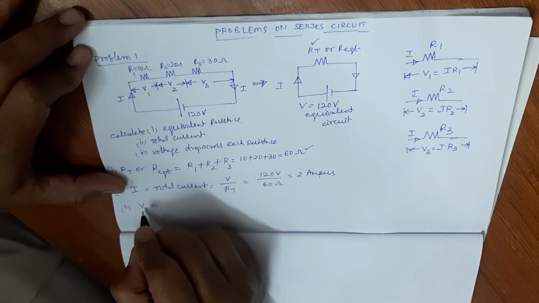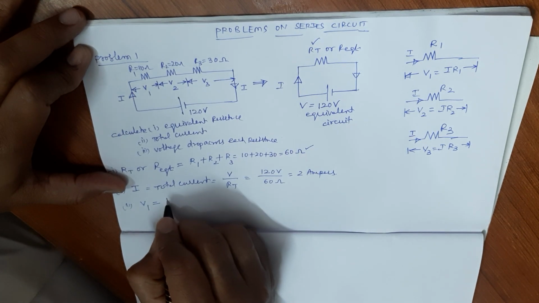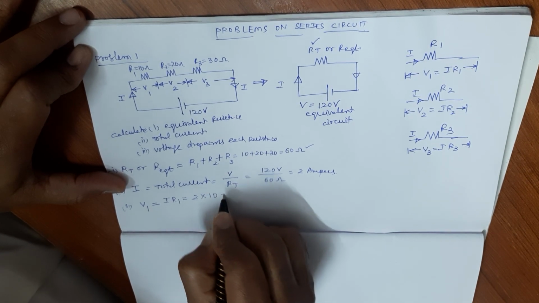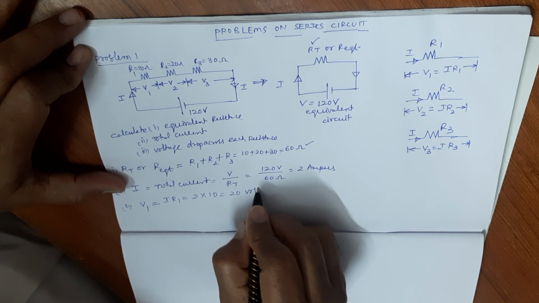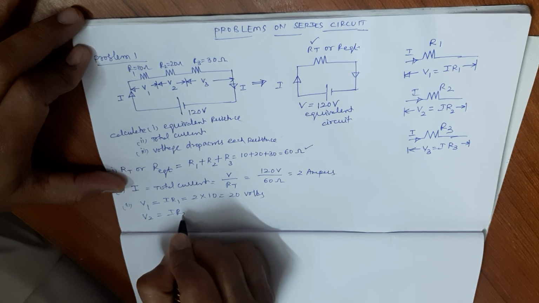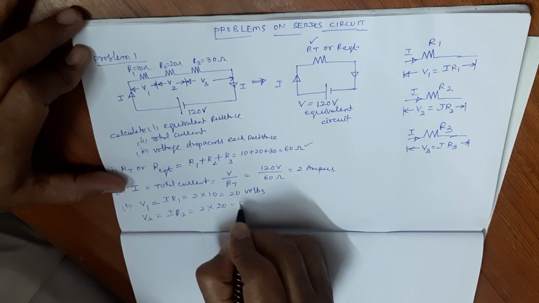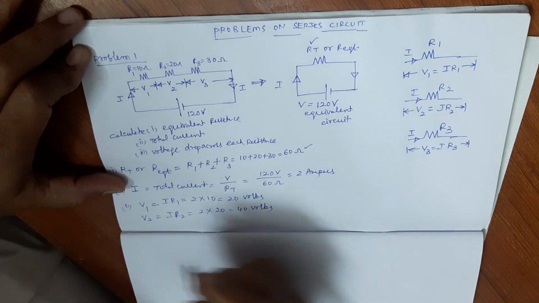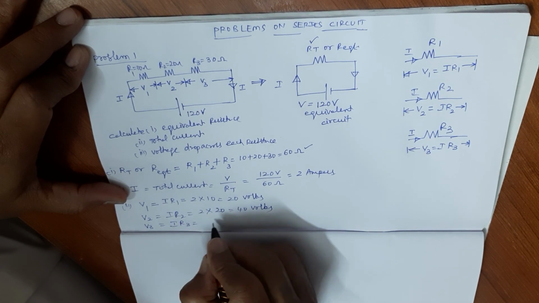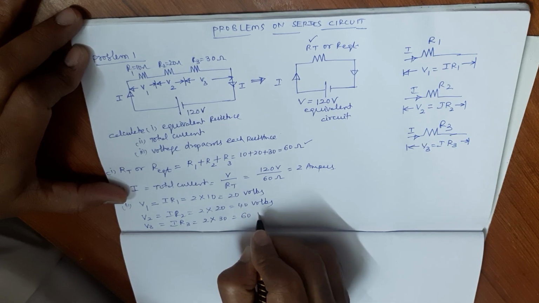So like this we can calculate. What is the first one? Voltage drop across the first resistance V1. V1 equal to I R1. I is 2, R1 is 10. So 20 volts is dropped across this. Next, V2 equal to I R2. I is 2, R2 is 20, so 40 volts. What is the third voltage? V3 equal to I R3. 2 multiplied by 30, 60 volts.